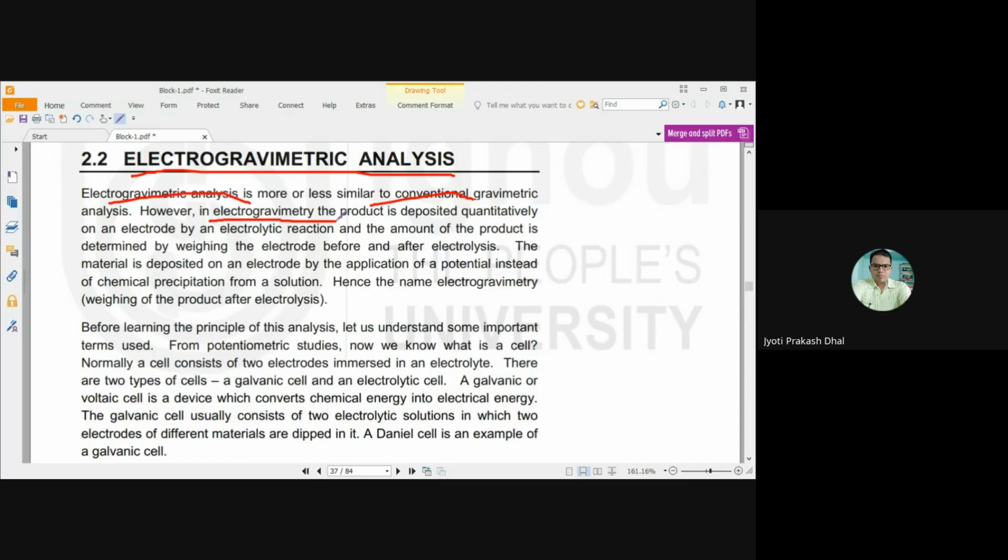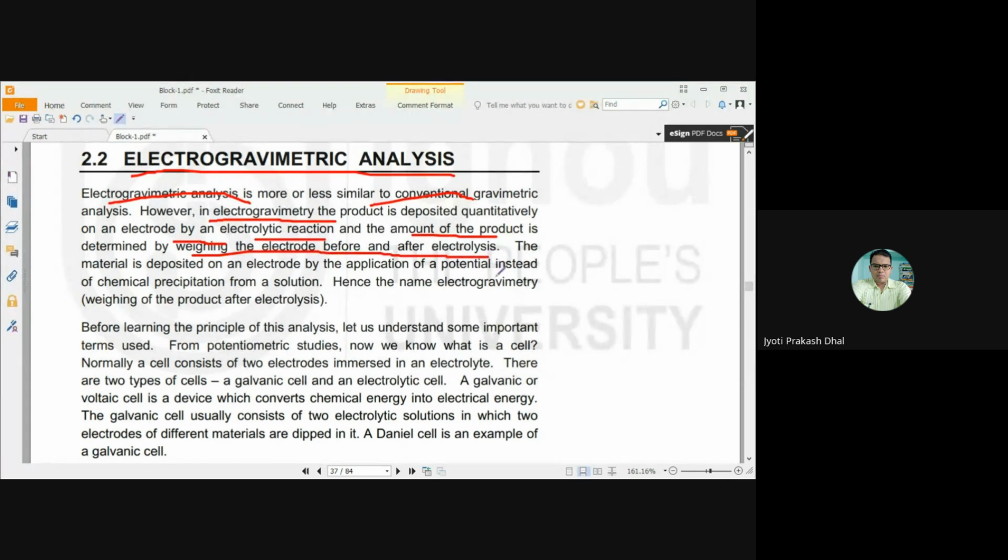The only difference is that in the electrogravimetric method, the product is deposited quantitatively on an electrode by an electrolytic reaction, and the amount of the product is determined by weighing the electrode before and after analysis.